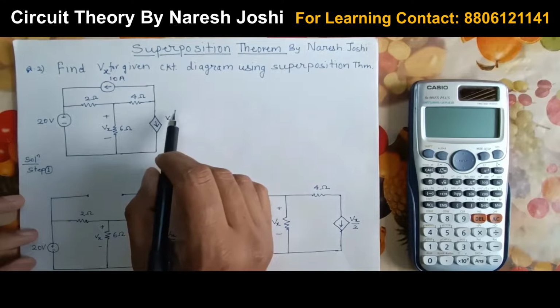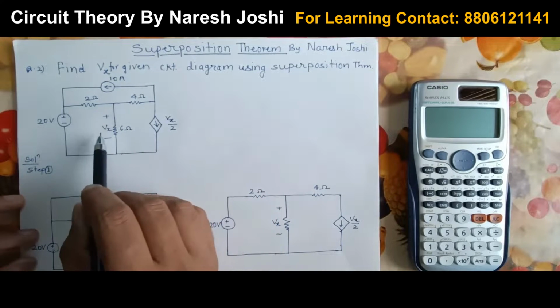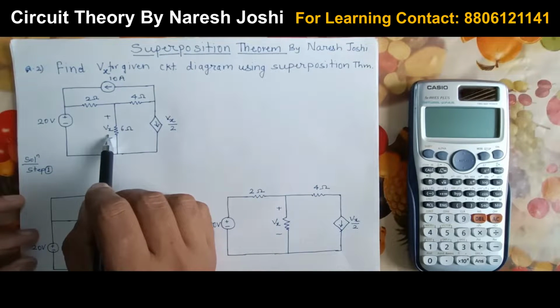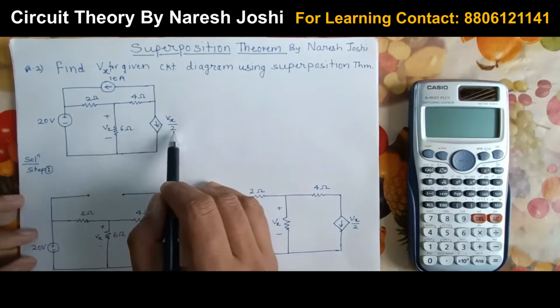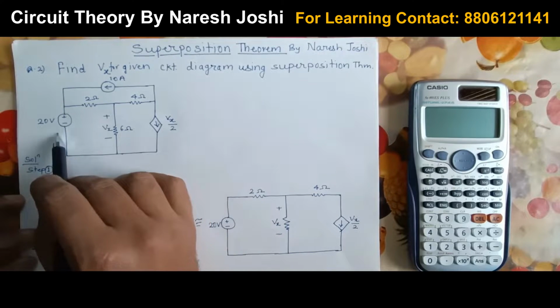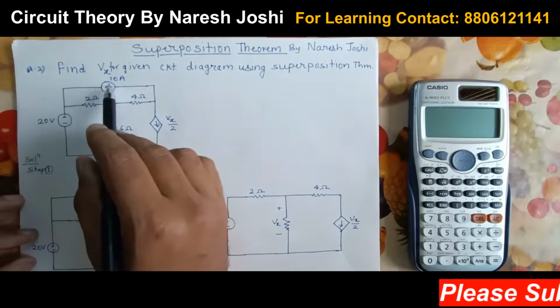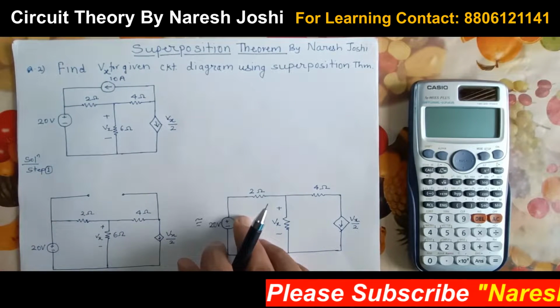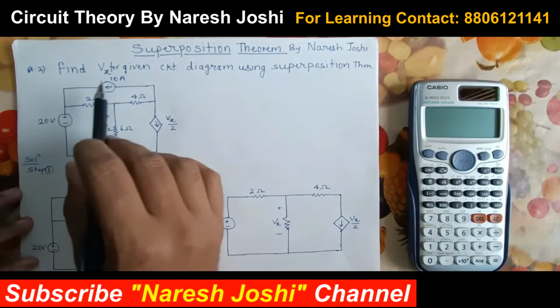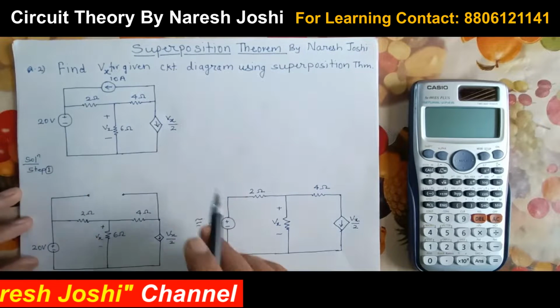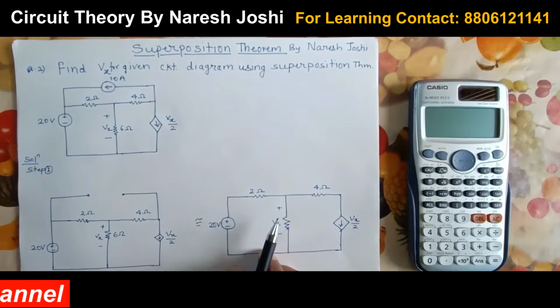Remember this, we will not consider the dependent source because the dependent source depends on this voltage. This is a current source, but it depends on the voltage. That's why its value is Vx by 2. Only the two sources, that is the 20 volt and 10 ampere, are considered. That means we need to follow only three steps. One step for the 20 volt, a second step for the 10 ampere, and a third step for the superposition theorem. So let's see how we can solve it.